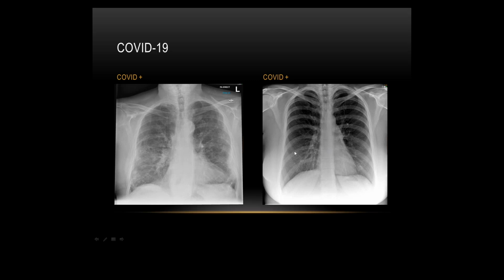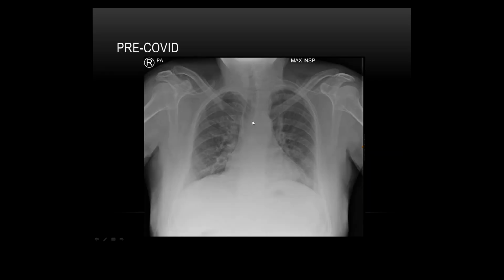On the other hand, this patient was also confirmed COVID positive, and they've got a completely normal chest X-ray. So we can't rely on the chest X-rays to rule out whether they've got COVID or not. Yes, they are that, and then a PCR, and that came back as positive.